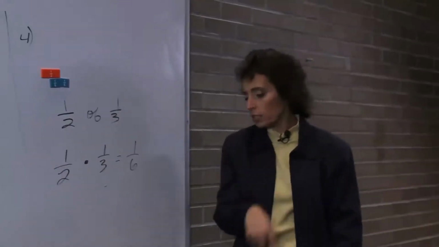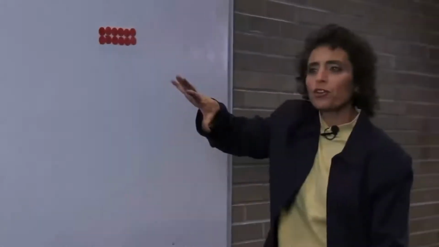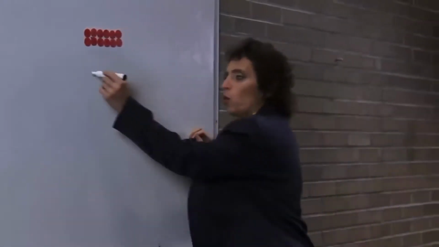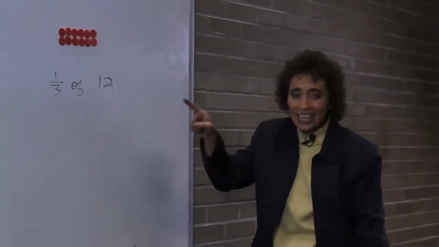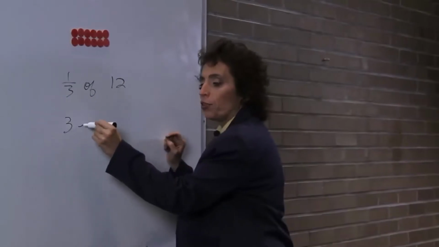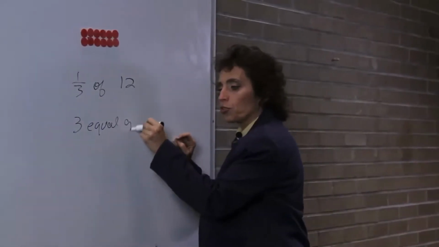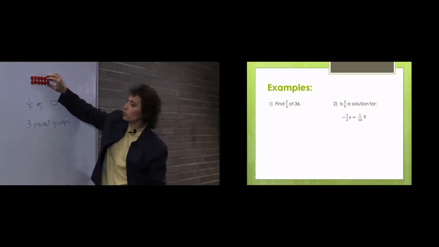The next one, my favorite question. Okay, so let's look at Janice. Janice bought 12 tokens, and she's given 1/3 to her brother Sam. So we want 1/3 of these tokens, or 1/3 of 12. Remember what the denominator tells you. The denominator tells you how many equal groups you have. So we want 3 equal groups. Okay, so 3 equal groups. We're going to take these tokens and put them in 3 equal groups.